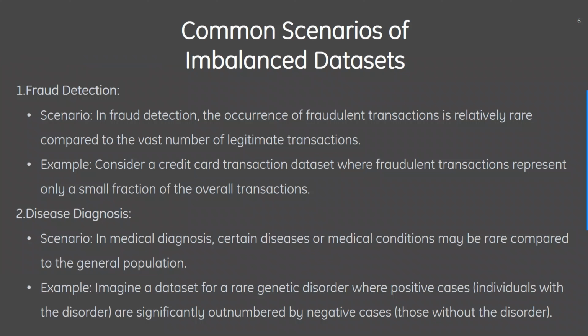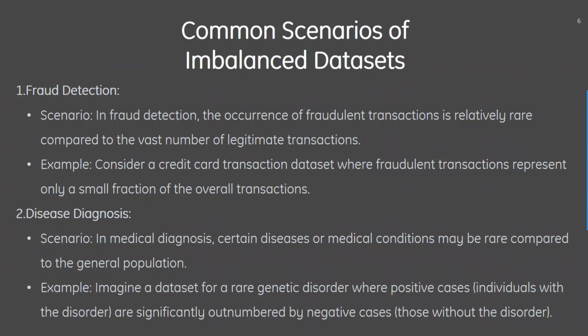Then we have some of the common scenarios of imbalanced datasets. Firstly, I have already told you this example, fraud detection. In fraud detection, the occurrence of fraudulent transactions is relatively rare compared to the vast number of legitimate transactions. So what is the example here? Consider a credit card transaction dataset where fraudulent transactions represent only a small fraction of the overall transactions.